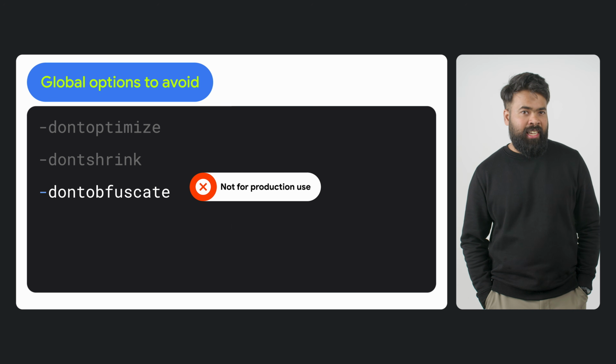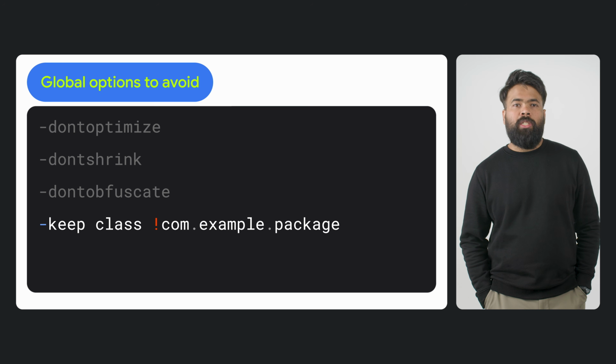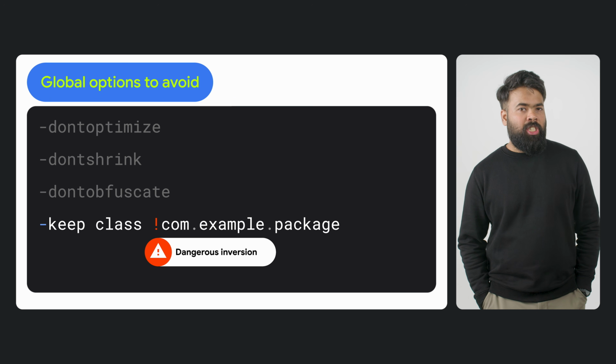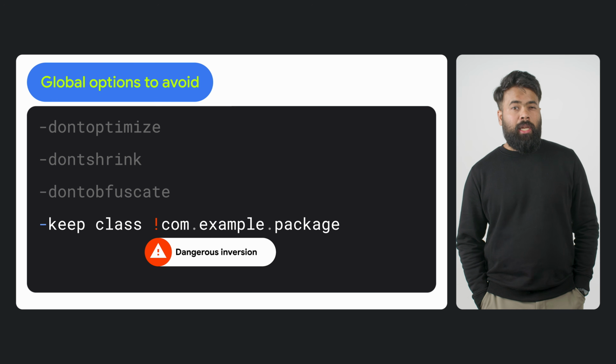Also, when writing specific keep rules, there's a common pitfall you need to avoid: using the inversion operator, the exclamation mark. The problem is, this rule does not mean keep the classes that are outside of this package. It means keep every single class in the entire application that are not in the specified package.